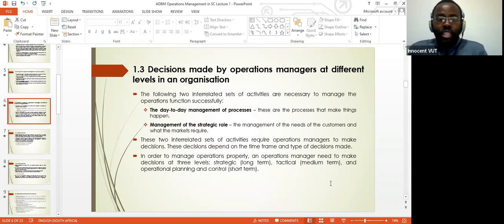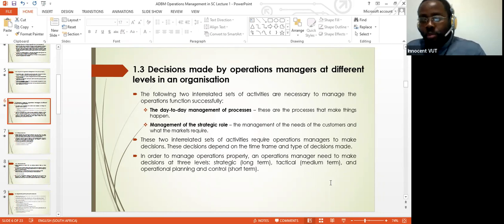And then we also have another set, the management of the strategic role, the management of the needs of the customers and what the markets require. So these are necessary to manage the operations function successfully. These two interrelated sets, the day-to-day management of processes and the management of the strategic role, require operations managers to make decisions. These decisions depend on the time frame and the type of decisions made.